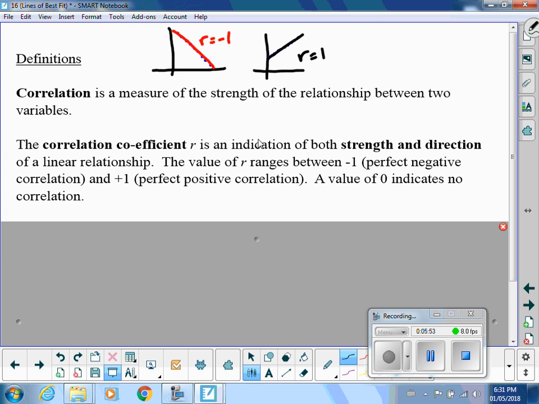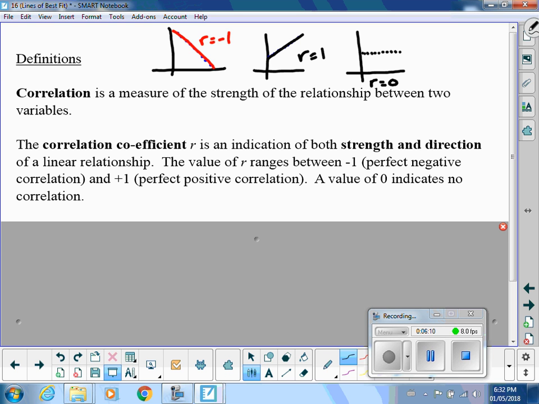0 indicates no correlation. There are 2 ways that can happen. One is if it doesn't go up or down, so your points don't move. That's R equals 0.